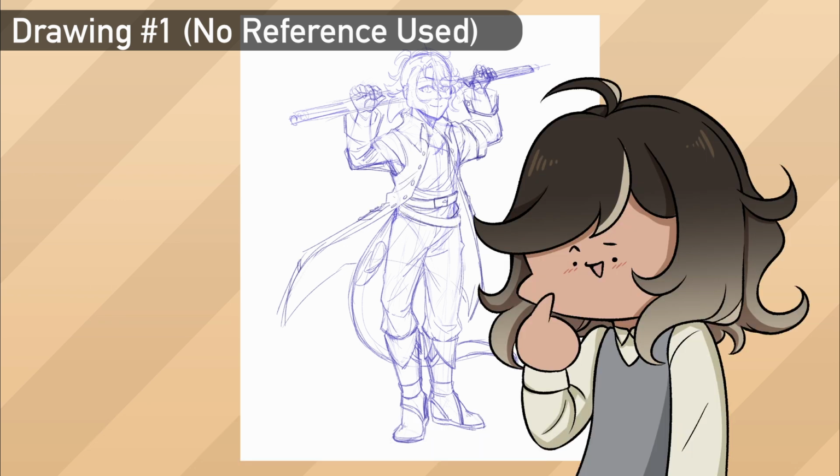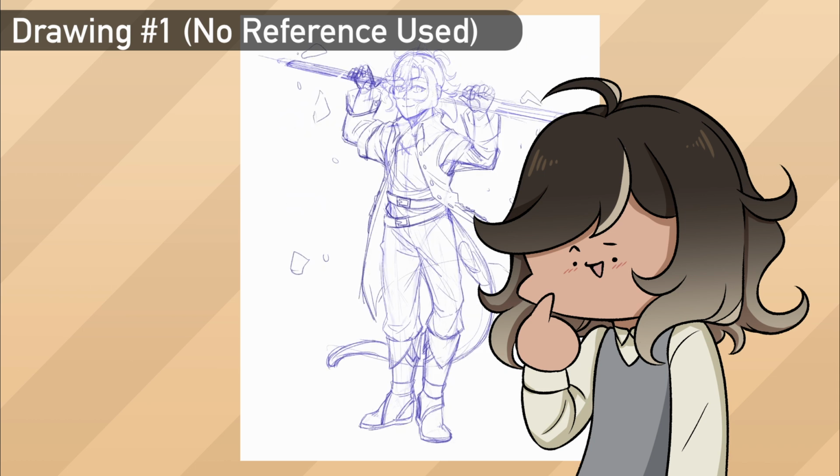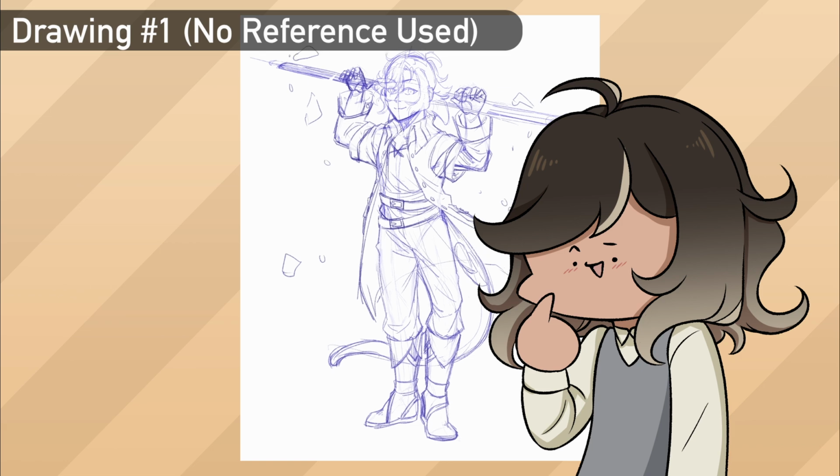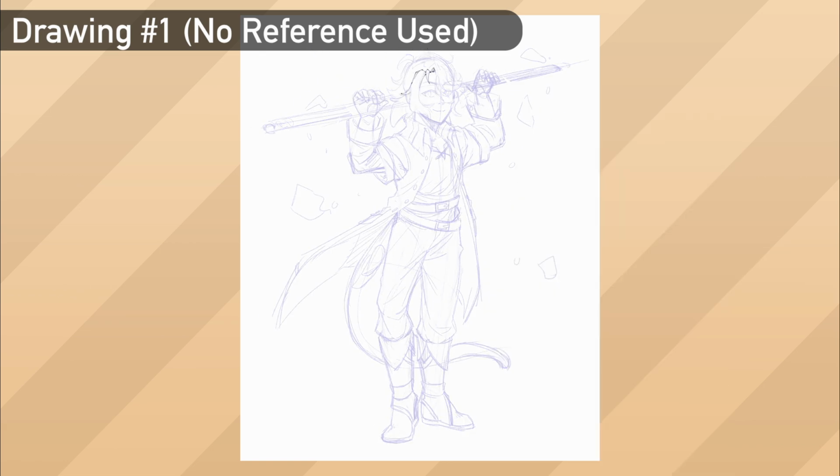And as someone who spent my entire childhood thinking using reference was cheating, I can kinda understand why some newer or younger artists would think that this is in fact the case. Let's go back in time for a bit.